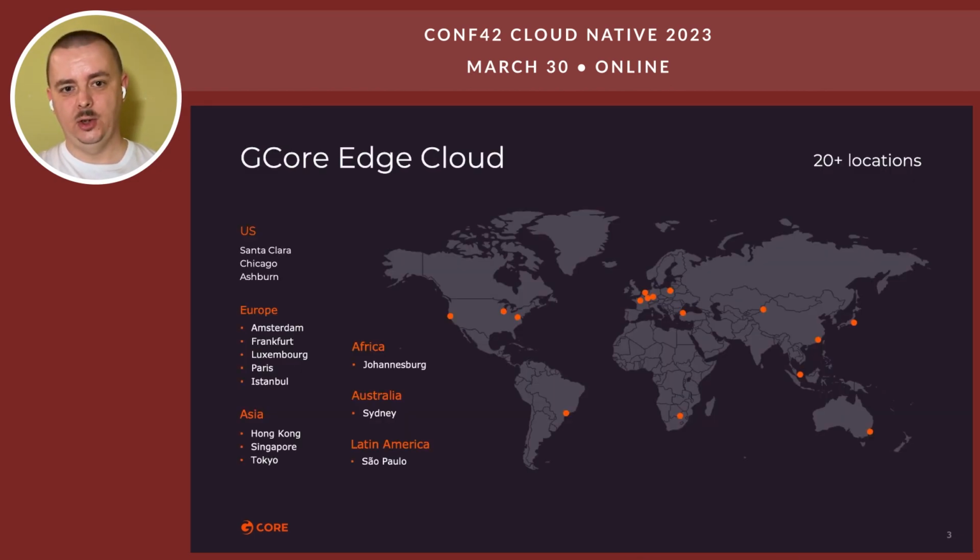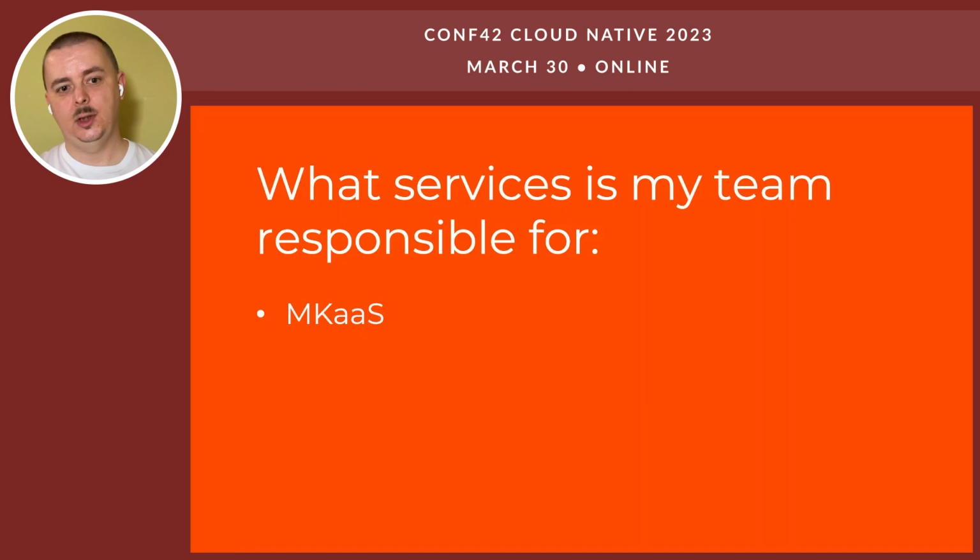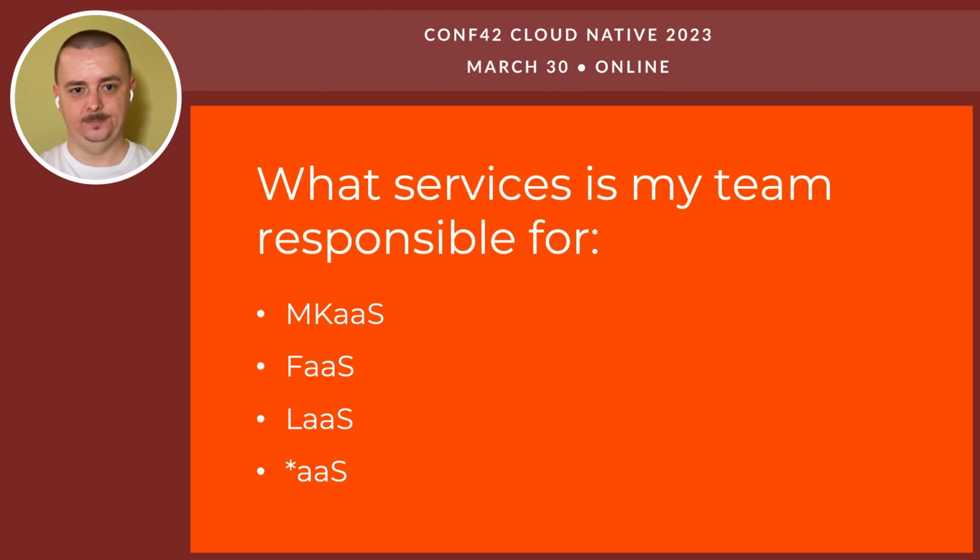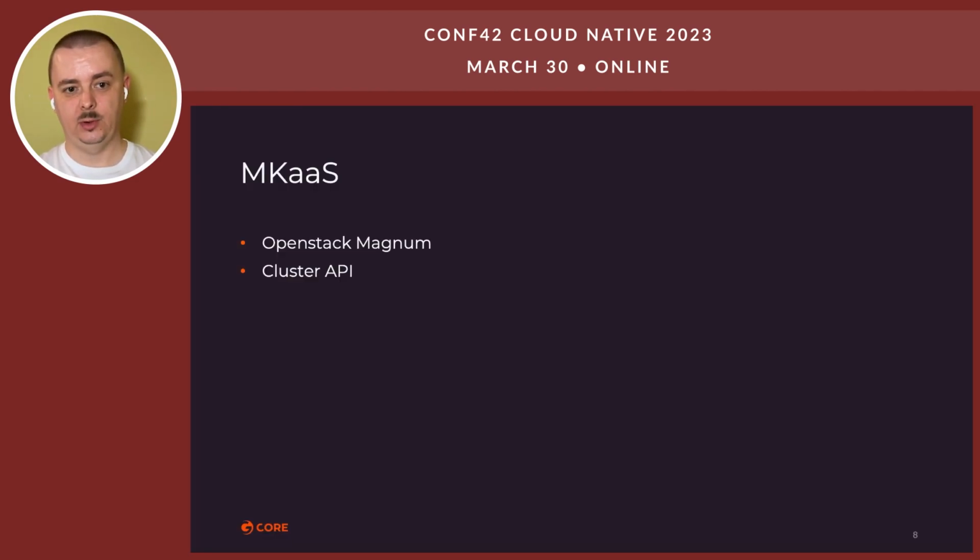We have more than 20 locations around the globe where we are providing the public cloud service. So users can use some basic cloud services such as virtual machines, load balancers, bare metal servers, and firewalls, or more complicated platform services such as managed Kubernetes as a service, function as a service, logging as a service. Basically, anything as a service is in my team's responsibility zone. But today we'll talk about the managed Kubernetes as a service and about the OpenStack Magnum and the cluster API.